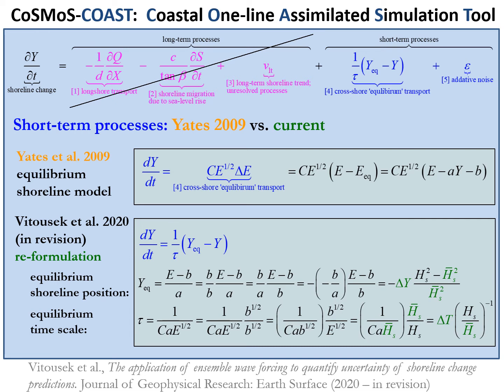And then the time scale is just reformulated by, you can multiply by B to the 1/2 over B to the 1/2 and rearrange the denominator. And you can create a new parameter here, which is delta T, big T, and that is just a timescale parameter, a background constant timescale parameter. And you can see that this other term here, which is the ratio of the wave height to the background wave height, which is HS bar, makes it so that the equilibrium timescale becomes shorter when the waves are larger, and it becomes longer when the waves are smaller.